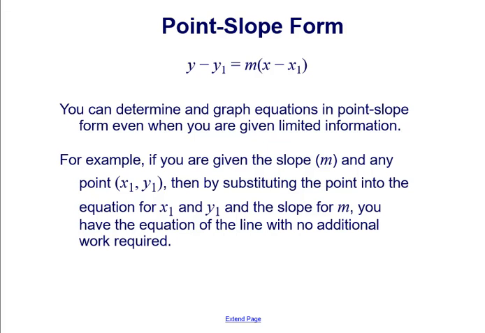You can determine and graph equations in point-slope form even when you are given limited information. For example, if you are given the slope and any point, which are values for x1 and y1, then by substituting the point into the equation for x1 and y1 and the slope for m, you have the equation of the line with no additional work required.